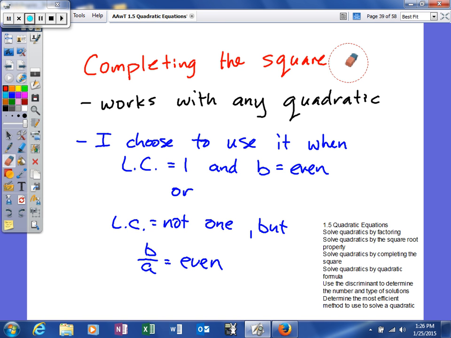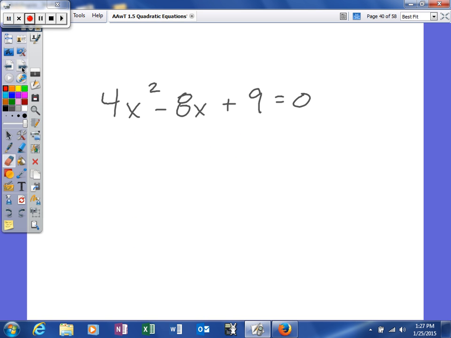I choose to use this when the leading coefficient is 1 and b, the linear coefficient, is even, or if the leading coefficient is not 1, but a divided into b is even. So I really want to be able to take half of that b, whether it's already even and the leading coefficient is 1, or even when I factor out the leading coefficient, I still want to have a b value that's even, because I know I'm going to have to take half of it. Well, let's see if we can't do it again.